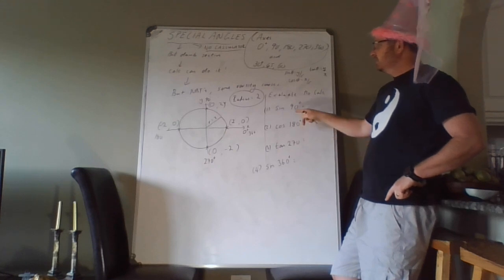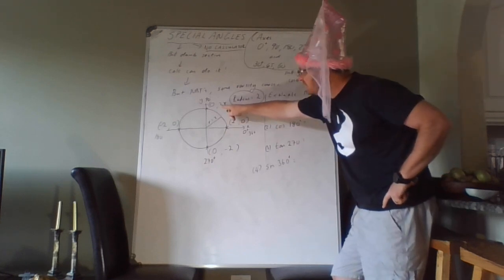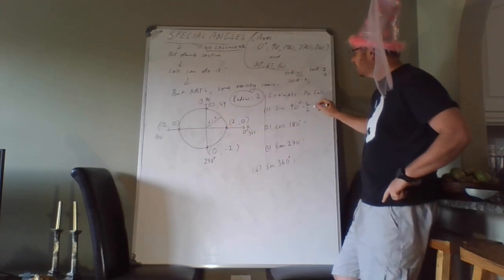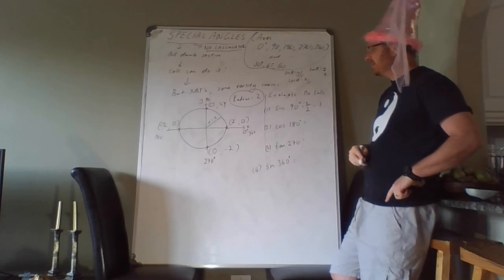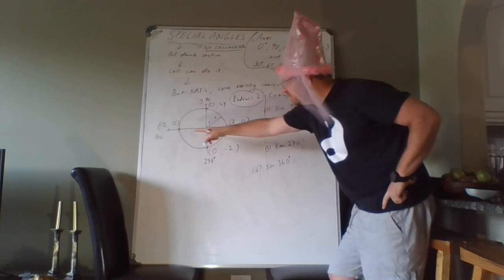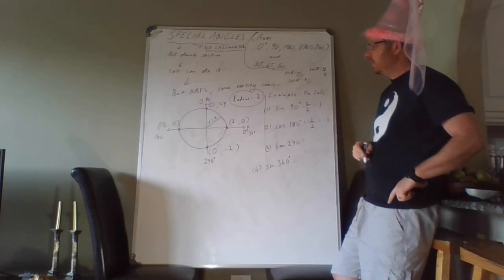So, sine of 90. Well, sine of 90 is the ratio of the y-coordinate over the radius. So your y-coordinate at 90 is 2, my radius is 2. So sine of 90 is equal to 1. Cos of 180 is the ratio of the x-coordinate at 180, which is negative 2, over the radius, which is 2, which is going to be negative 1.